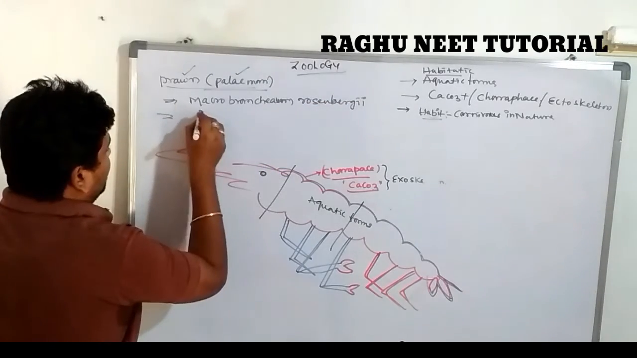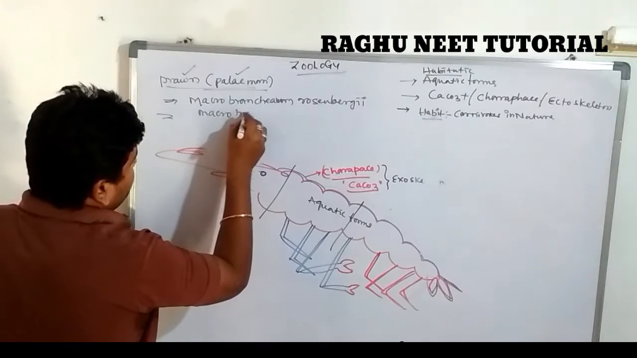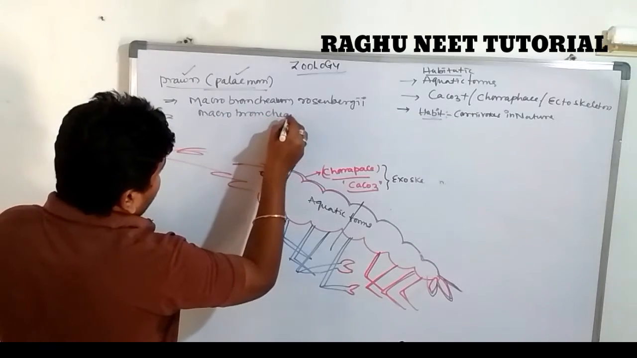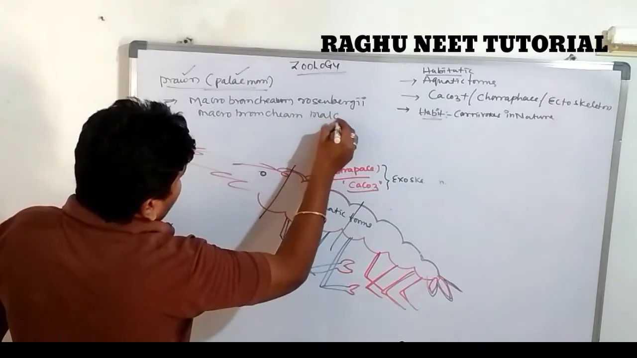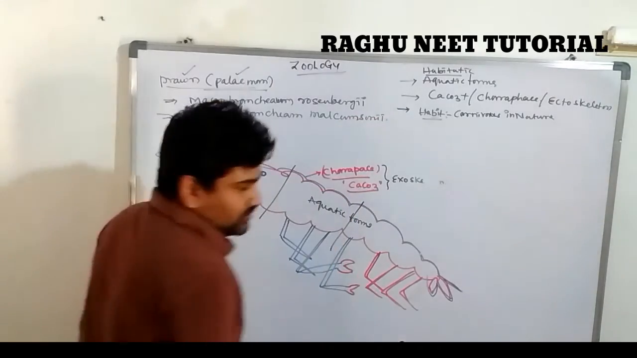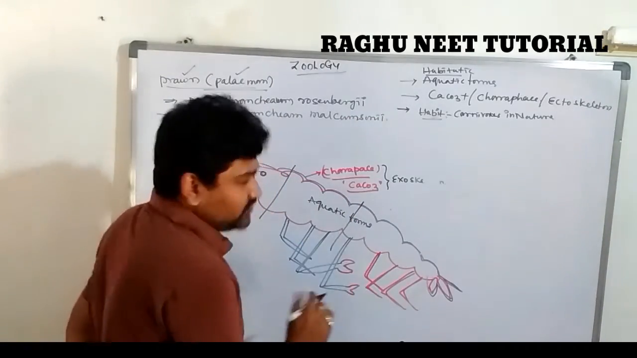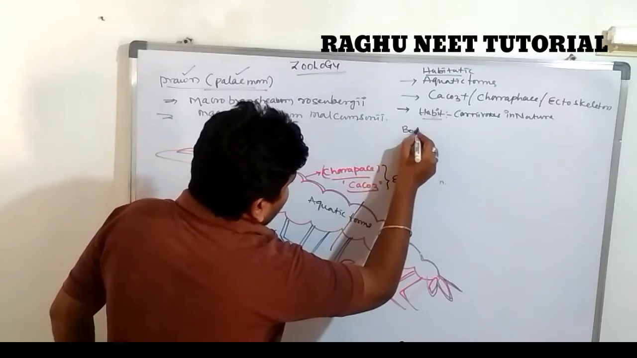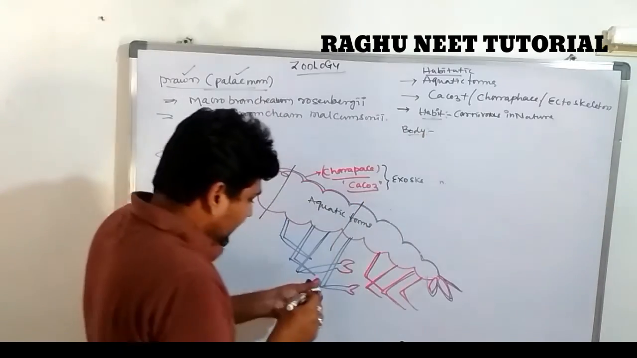And the second one is Macrobrachium malcolmsonii. Two are there. This is known as habit and habitation. First one clear. Next one, the body. You can write this way only.